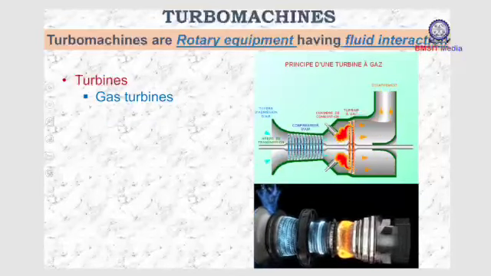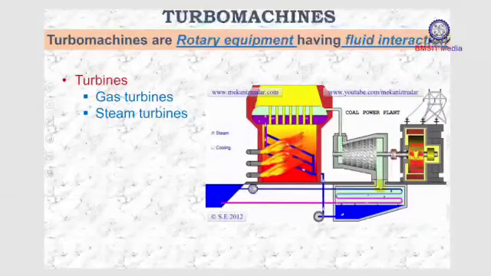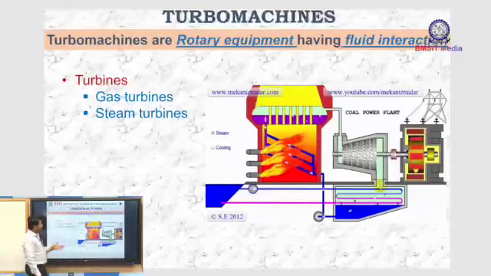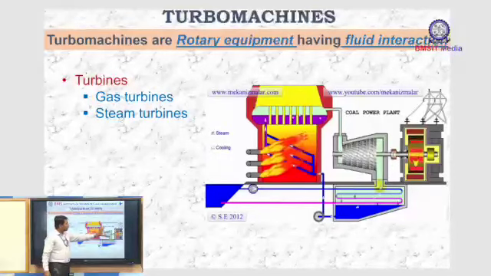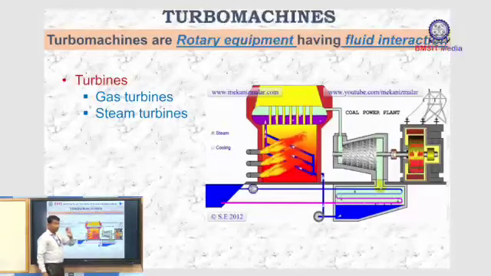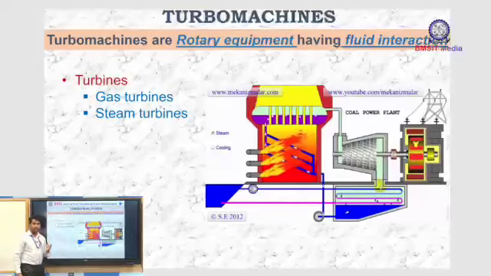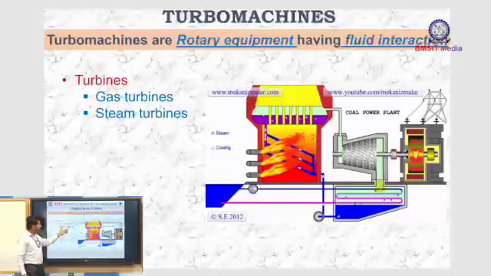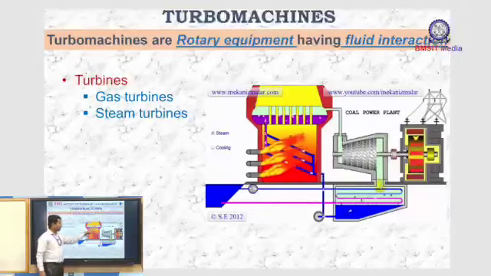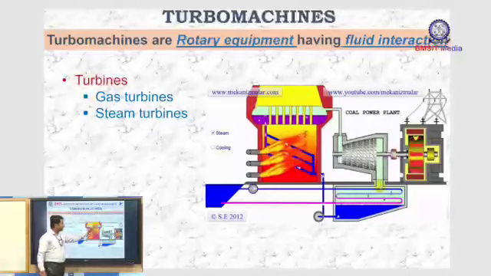The next example is the steam turbine, where the working principle is the same. The steam turbine is also a rotary equipment, but here the working fluid or working medium is steam, whereas in the gas turbine, gas is the working medium. Here you can see how the steam is formed in the boiler and passed to the turbine, and how the electricity is generated.